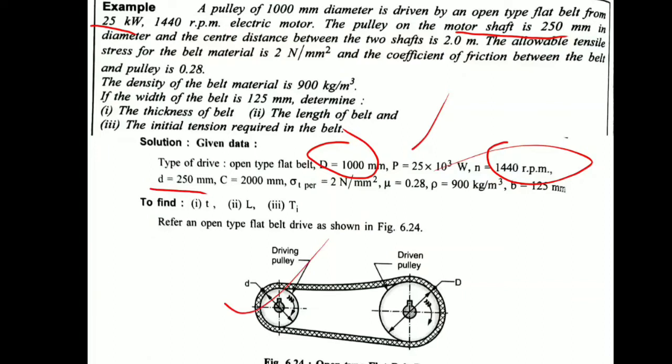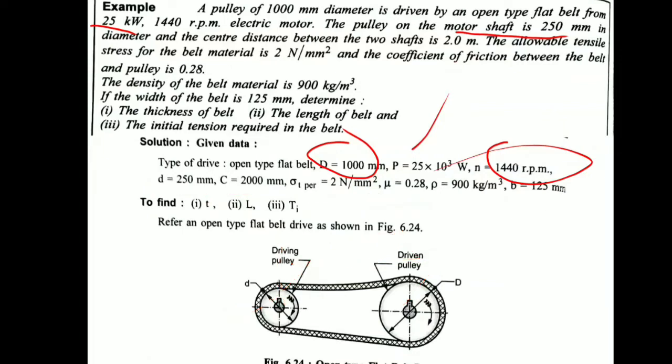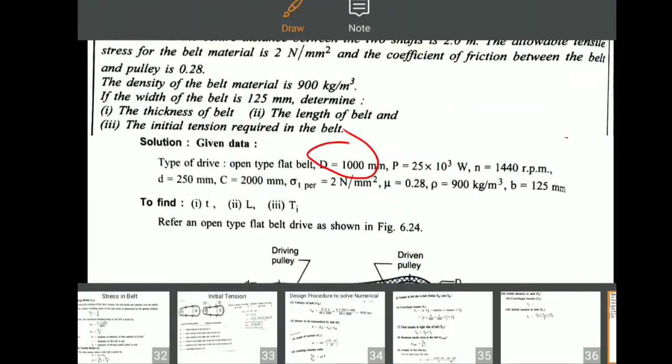And the center distance between the two shafts is 2 meter. This distance, the center distance 2 meter, we can say is the value of C. The allowable tensile strength of the belt, sigma T, is 2 Newton per mm square, and the coefficient of friction between belt and pulley is 0.28, mu. The density of the belt material is 900 kg per meter cube, rho. The face width of the belt, B, is 125.